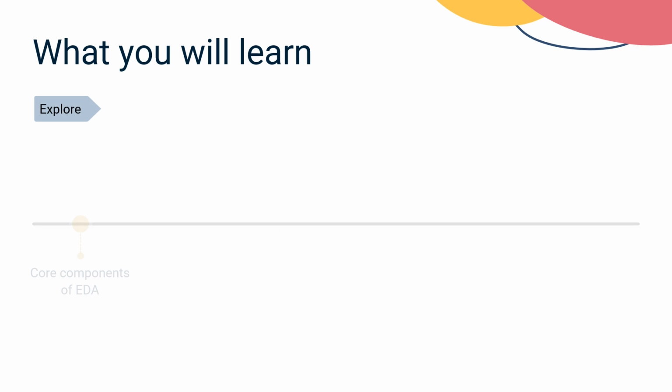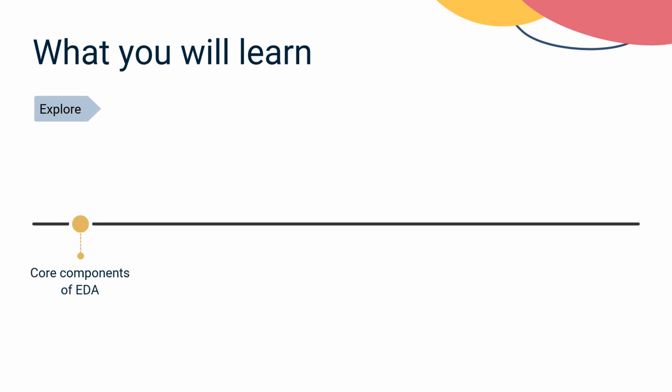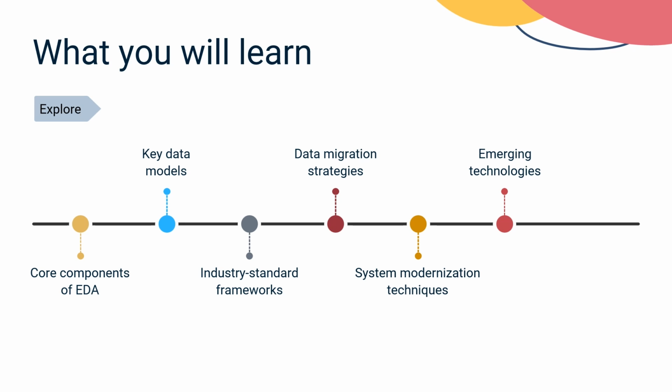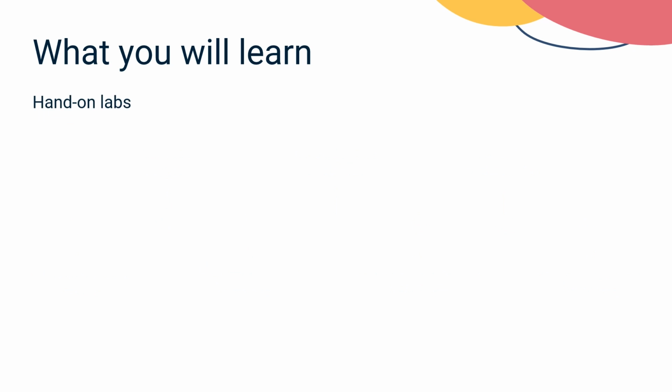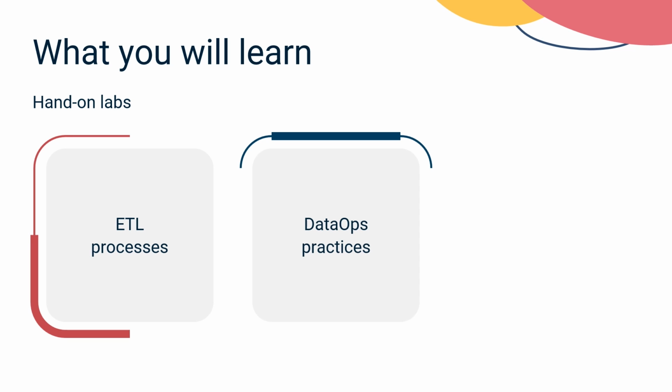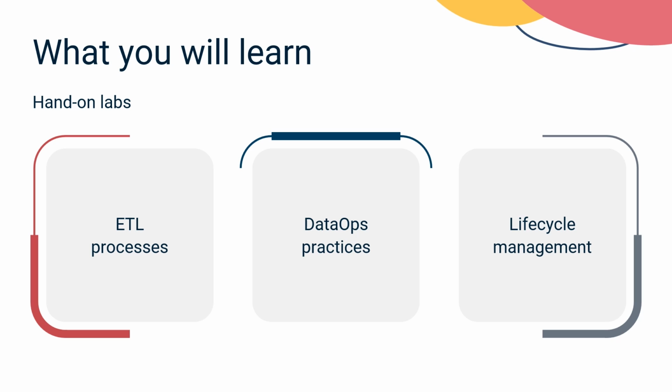In this course, you will learn to design, manage, and modernize enterprise data systems. You'll explore the core components of enterprise data architecture, or EDA, the key data models, and industry standard frameworks such as TOGAF and Zachman. You'll also explore data migration strategies, system modernization techniques, and emerging technologies, preparing you to lead data transformation initiatives and adapt to the evolving digital landscape. With hands-on labs, you'll gain practical knowledge in ETL processes, data ops practices, and lifecycle management, helping you understand how these insights provide a strong foundation for managing data operations.